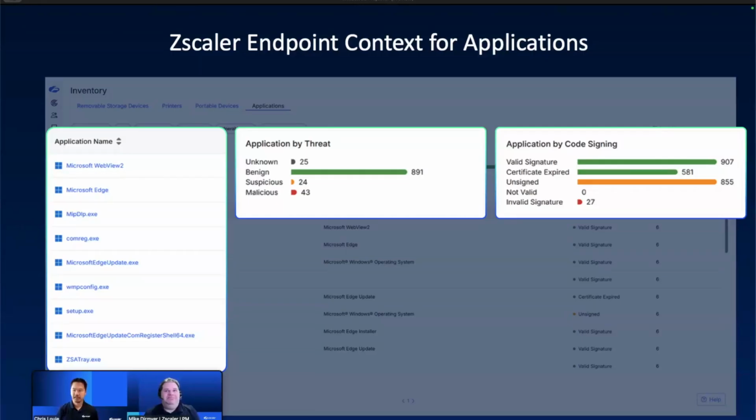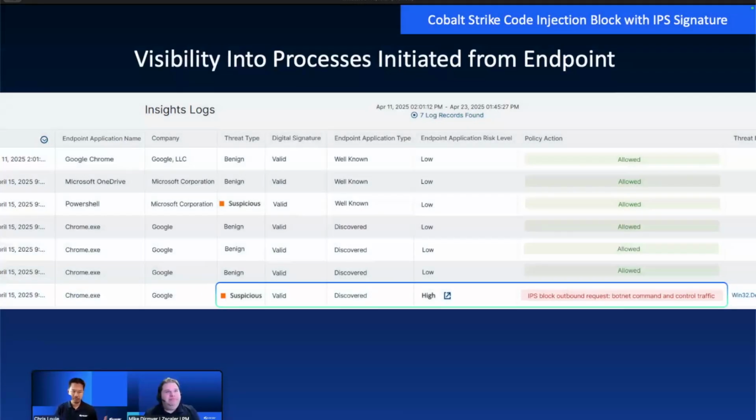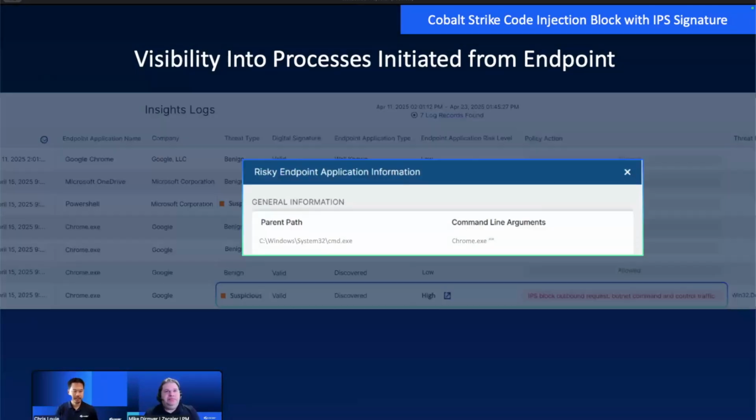Okay, great. And I just have yet another screenshot here of an endpoint activity named chrome.exe. It's being run from the command line here. So this is an example. We have it marked here as a Cobalt Strike code injection block with one of our IPS signatures.